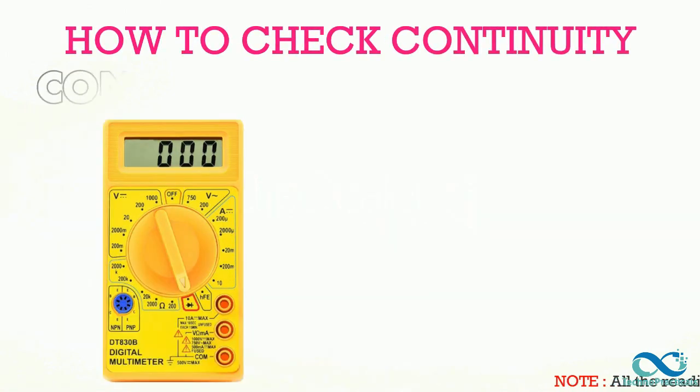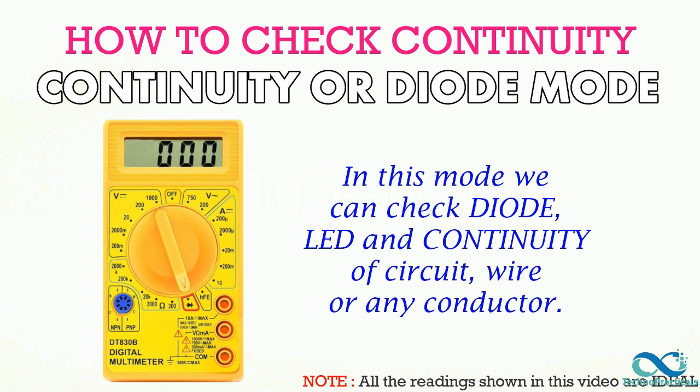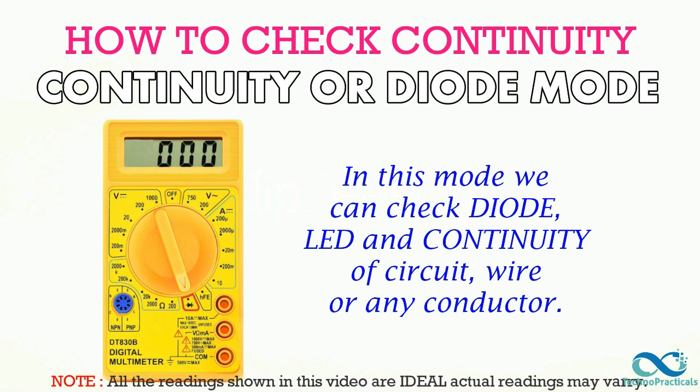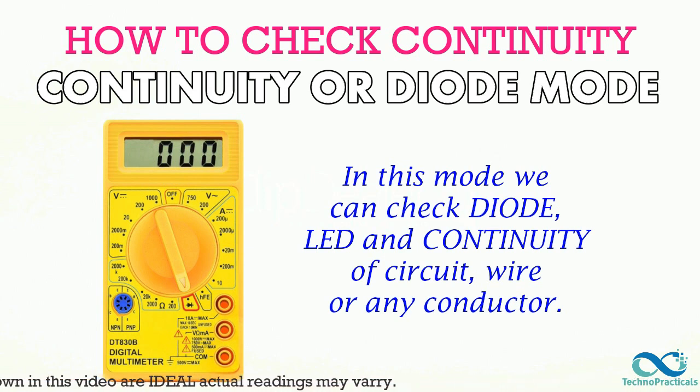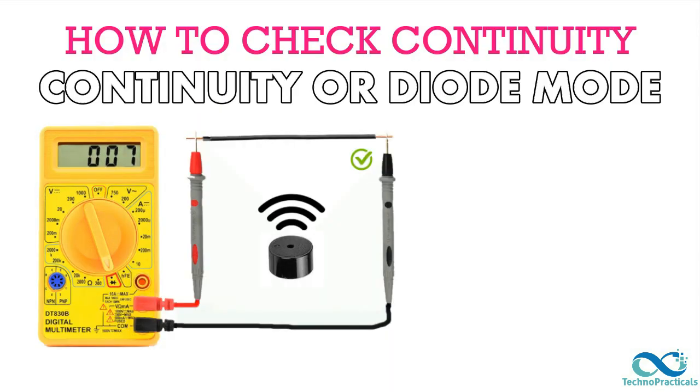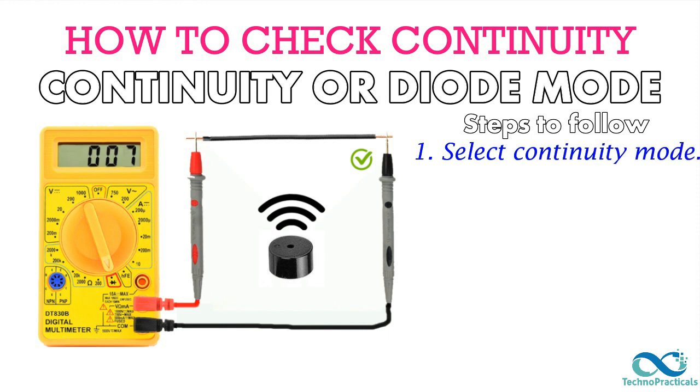Now let's go to continuity and diode mode in this multimeter. In this mode we can check diodes, LEDs and continuity of your circuit, wire or any conductor. In order to check the continuity of your wire or conductor, follow these steps. Select continuity mode on your multimeter. Connect the probes to both ends of your wire or conductor as shown.